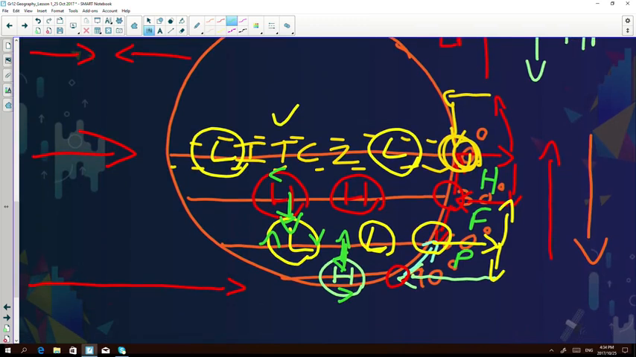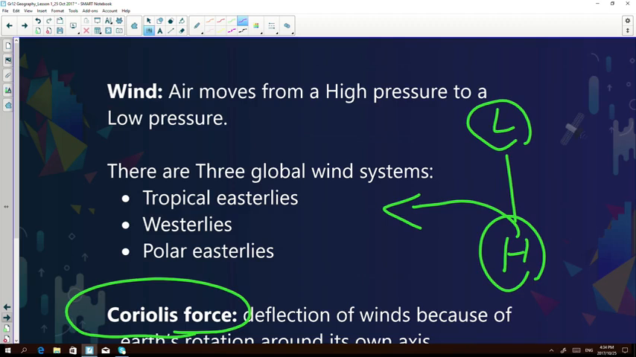Because of Coriolis force, the air doesn't move in a straight line from the high pressure to the low pressure. So what happens? It deflects to the left, right? Wind is named from the direction it's coming from: north, east, south, west, right? So what do we call these winds? The polar easterlies.